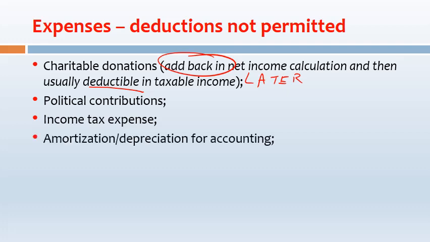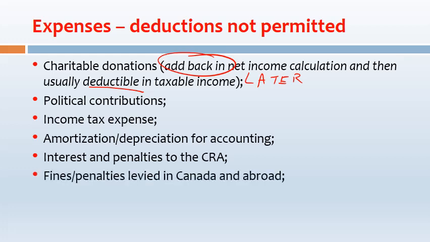Amortization or depreciation expense for accounting we know is not a permitted deduction. Interest and penalties to the CRA, those are not permitted deductions. Fines and penalties levied in Canada and abroad. So any fines or penalties that are incurred cannot be deducted for tax purposes. Any capital items, and we're going to talk about those very soon, can also not be deducted for tax purposes. Those are dealt with through CCA. We'll talk about that next.